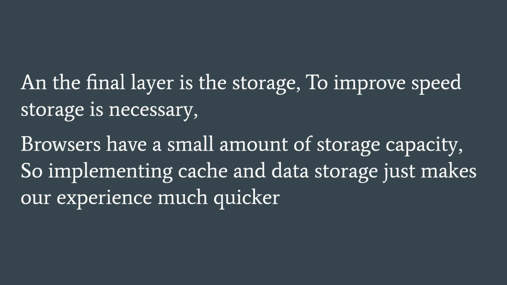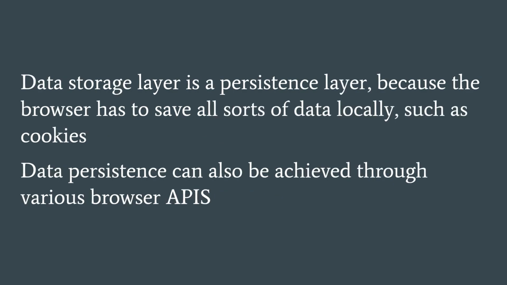And the final layer is the storage. To improve speed, storage is very much necessary and essential. Browsers have a small amount of storage capacity, so implementing cache and data storage just makes our experience much quicker. The data storage layer is a persistent layer because the browser has to save all sorts of data locally, such as cookies. Data persistence can also be achieved through various browser APIs.